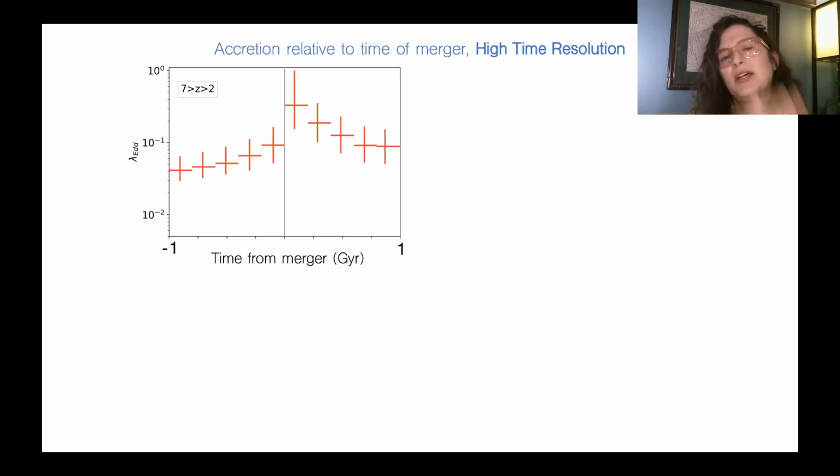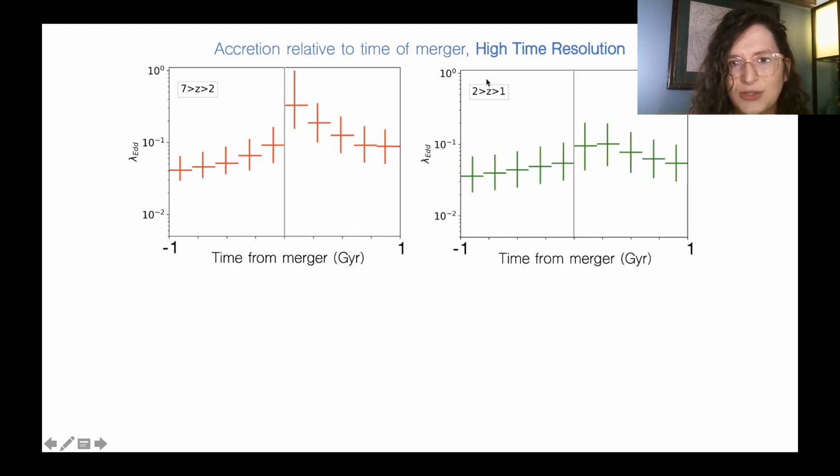However, we took all of these, lined them up to their time of merger, and ran the same similar analysis that we've seen before. And so here we have from a gigayear before and after merger, and this is for high redshift mergers. And what we see is that these black holes show quite an enhancement in their Eddington ratio right around the time of merger, and actually just a little bit after the merger. So that's pretty compelling.